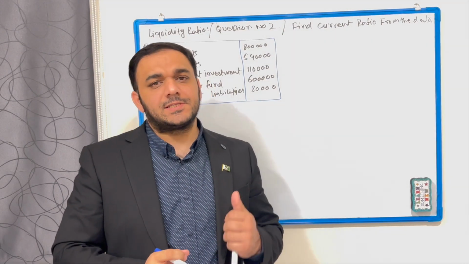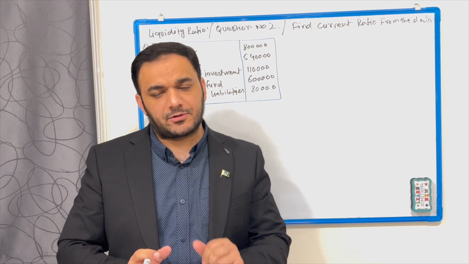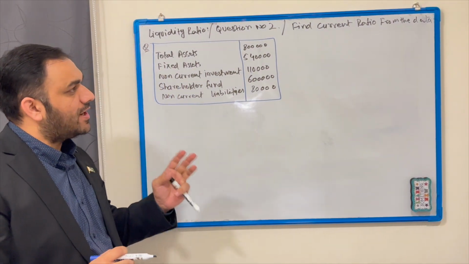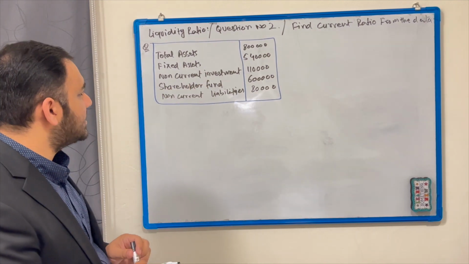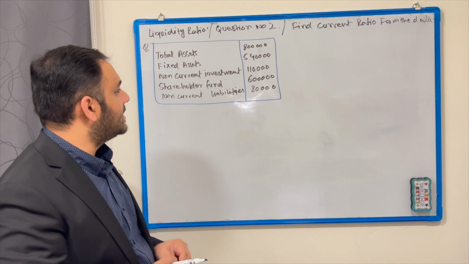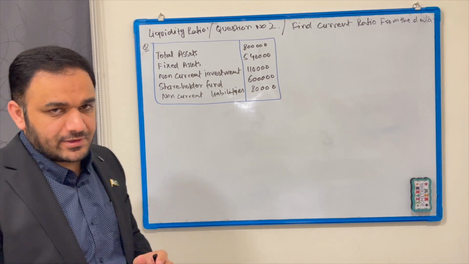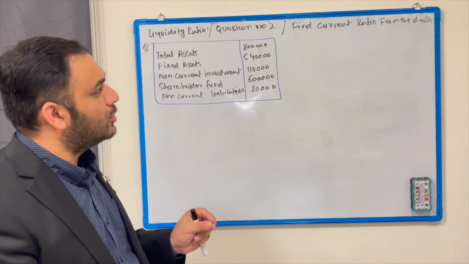Dear students, this is the second question for liquidity ratios, and in liquidity ratios, current ratio. Okay. We will see the data given to us. Find the current ratio from the following data. Total assets are given, fixed assets are given, non-current investment is given, shareholder fund is given, and non-current liability is given. In this, we should know first of all the formula of current ratio.